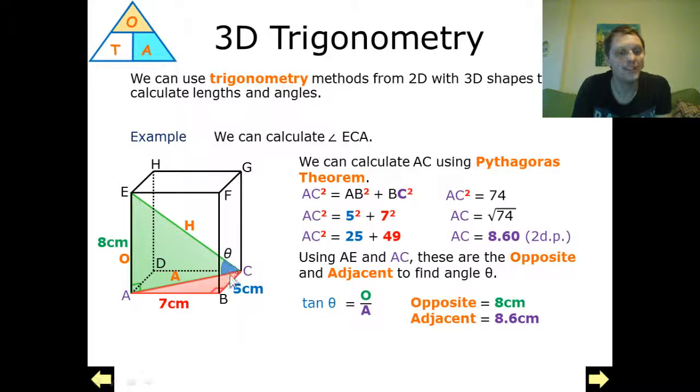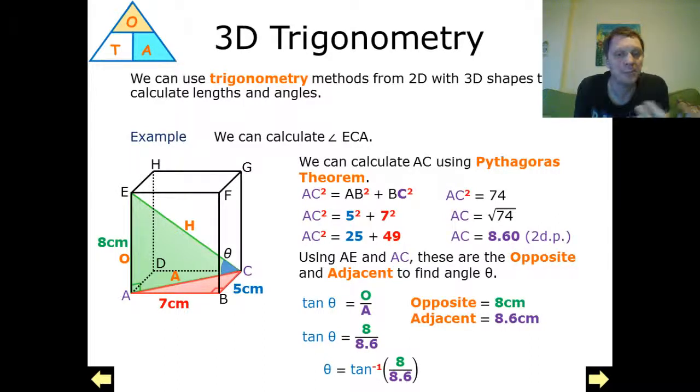So to work out our angle, we are going to be using tan or tangent. So tan theta or tan our angle is going to equal our opposite over our adjacent, or by substituting in our numbers, 8 over 8.6. Now we're going to take tan from the left hand side to the right hand side, which is then going to become its reciprocal. So tan to the power of -1.